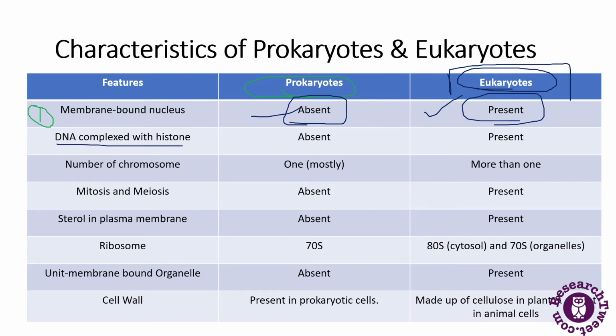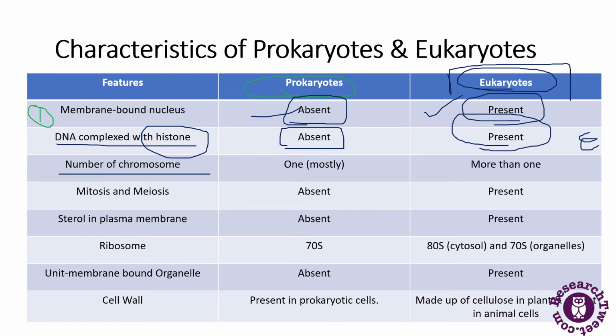Next, DNA complex with histone. The prokaryotes have a nucleoid as the DNA region, but the histone protein is not present in the prokaryotes. But in the case of the eukaryotes, the histone protein is present and the DNA is covered by the histone protein itself. Number of chromosomes: the prokaryotes mostly have one chromosome, and the eukaryotes have more than one chromosome. So this is the main difference between the prokaryote and a eukaryote.